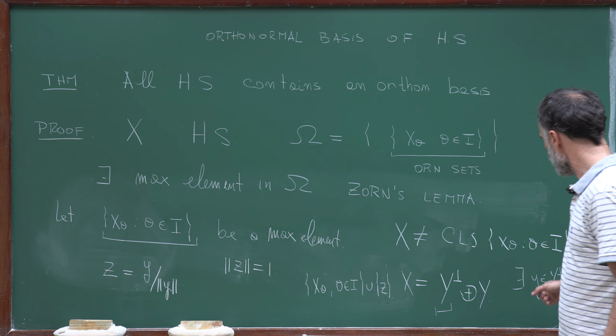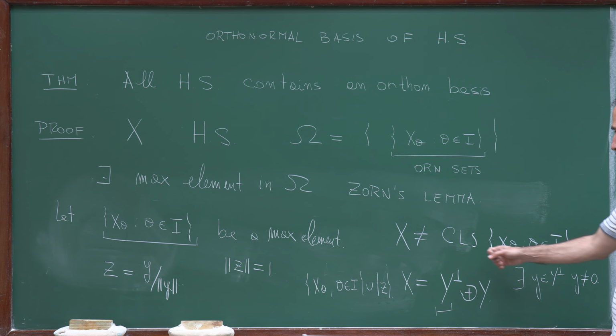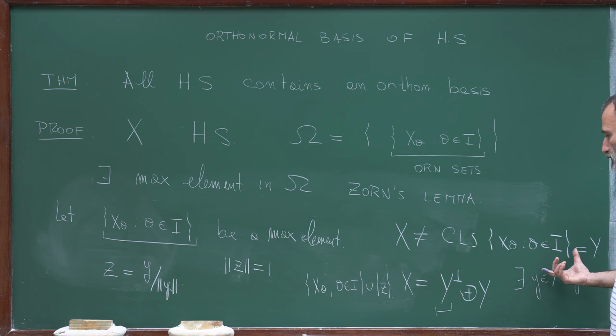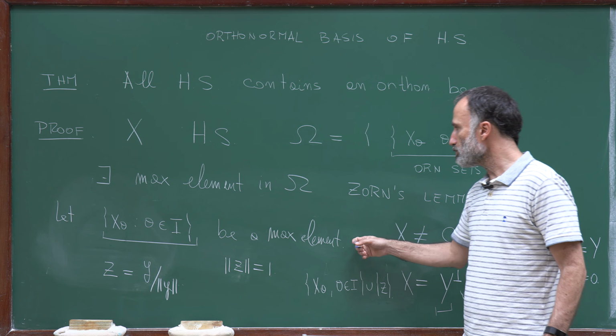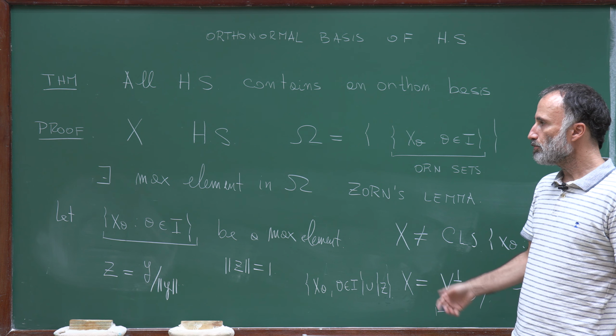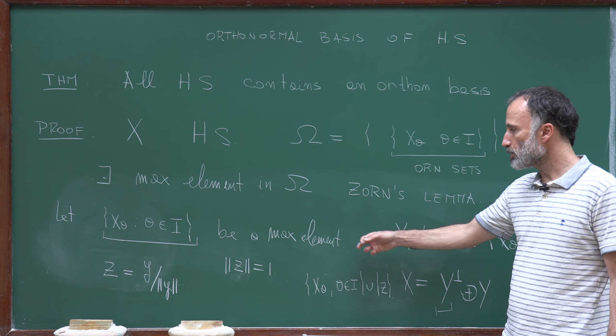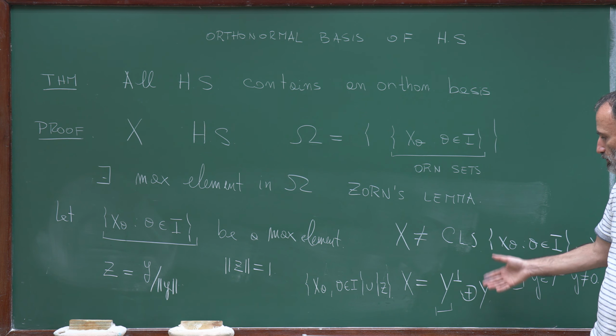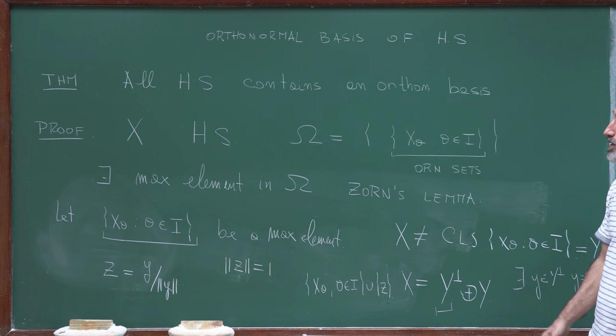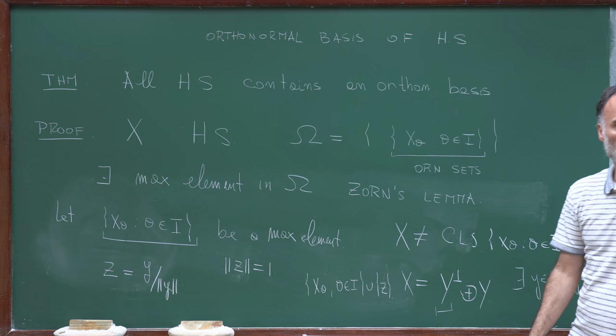Therefore, if X is not the closed linear span of this set, this family is not a maximal element of omega, but we know that it's a maximal element of omega by Zorn's lemma. Therefore, we found a contradiction. And this completes the proof of this theorem.